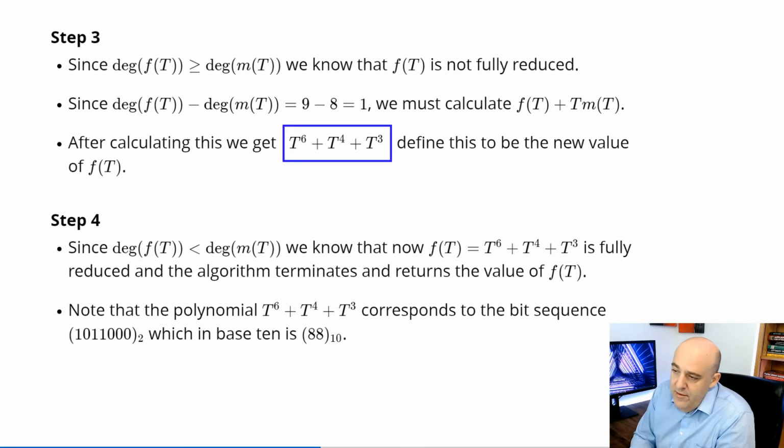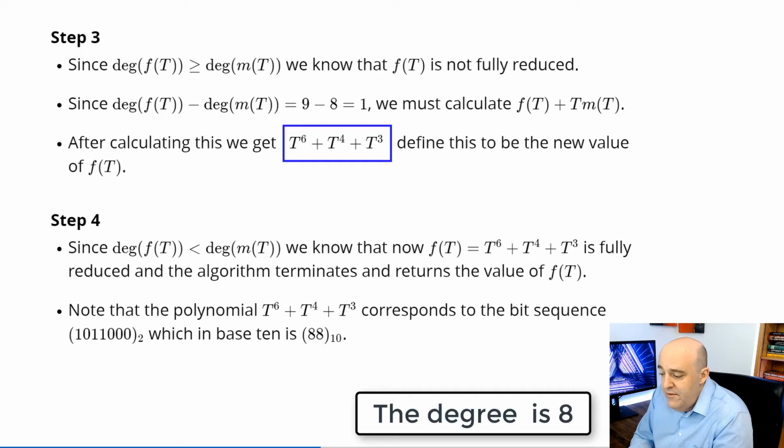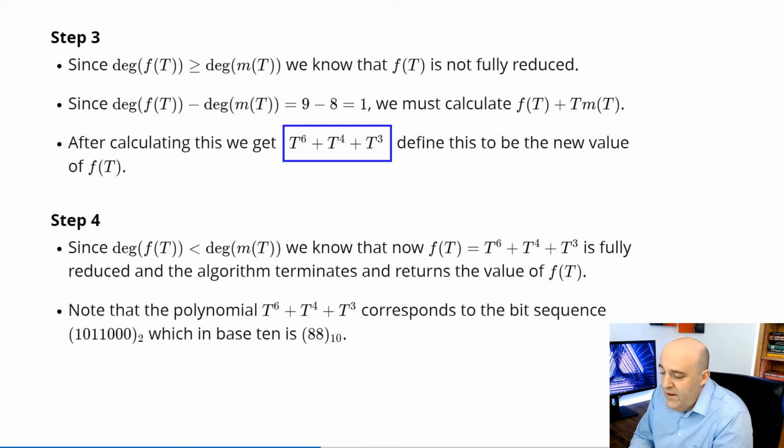But still, the degree of f is greater than or equal to the degree of m, so we're not done. We subtract degrees: 9 minus 8 is 1. So on our next round, we need to calculate f of t plus t times m of t, and we end up with this 6th degree polynomial. Now we're done because the degree of f of t is 6, and that's less than the degree of m, which is 7. So that's our final answer, and in base 10, that would be 88.